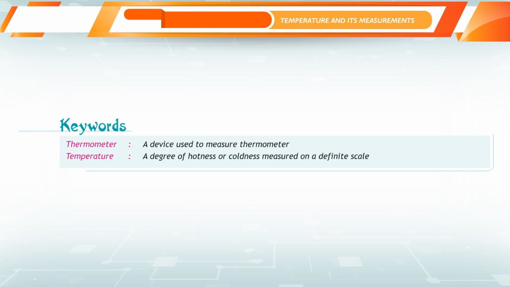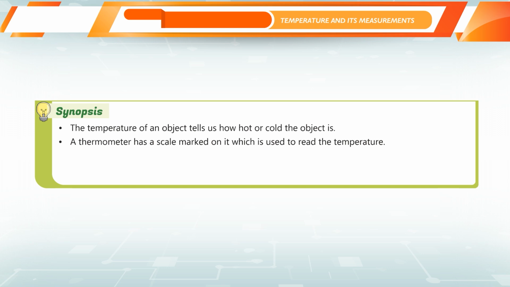Keywords: Thermometer, a device used to measure temperature. Temperature, a degree of hotness or coldness measured on a definite scale. Synopsis: The temperature of an object tells us how hot or cold the object is. A thermometer has a scale marked on it, which is used to read the temperature. There are two kinds of thermometers: laboratory thermometer and clinical thermometer.